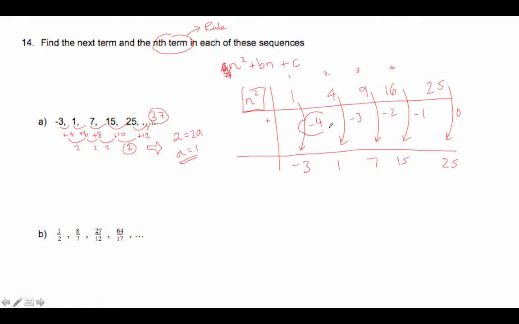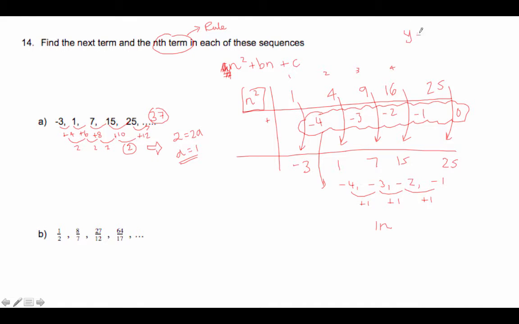So I need to add on to what I've already got, which is n squared, a rule for this sequence here. If we look at this sequence in a bit more detail, -4, -3, -2, -1, and so on, this is a linear sequence, and I can tell because it's increasing by the same amount each time. The first difference is the same, it's going up by 1s. So that means it's just going to start as 1n.